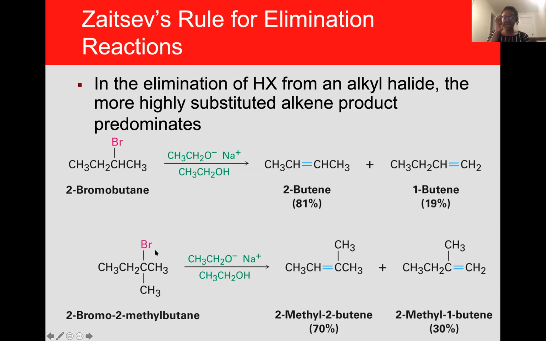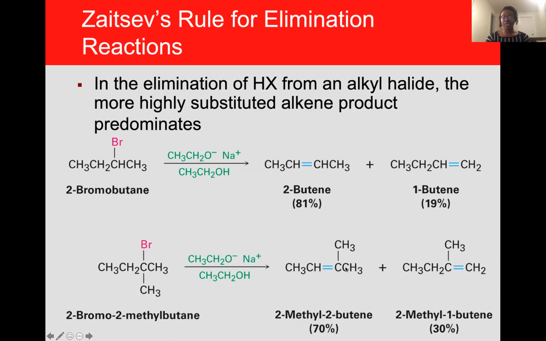We can also consider the exact same thing with 2-bromo-2-methylbutane. Here, there are 3 beta carbons: 2 methyl groups, as well as 1 methylene. And your base can deprotonate the hydrogen on any of these beta carbons. What comes in the greatest quantity is the alkene that is more highly substituted.